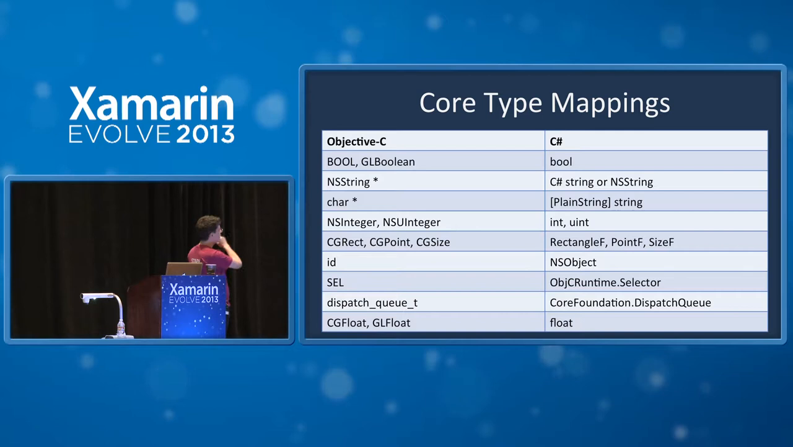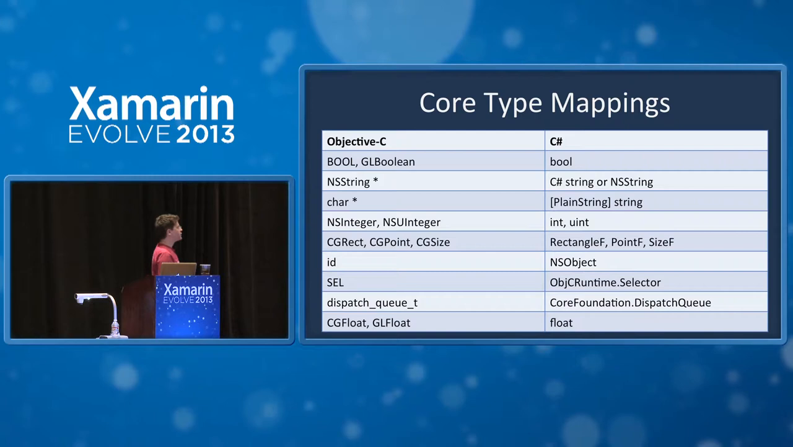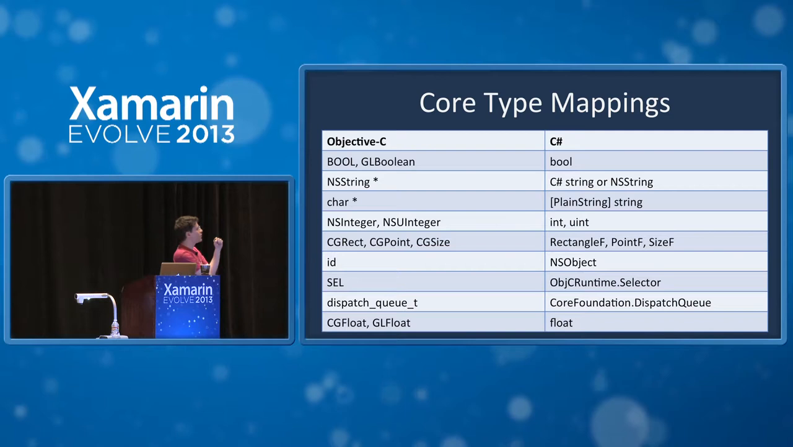Char pointers, you should just decorate them with the plain string attribute and then string, and the binding generator will take care of the binding. And as integer and as u integer, they convert to int and uint. These three data types, CGRect, CGPoint, and CGSize, come from Core Graphics, so it's the foundation that paints on iOS. They are mapped to the equivalent types of System.Drawing.